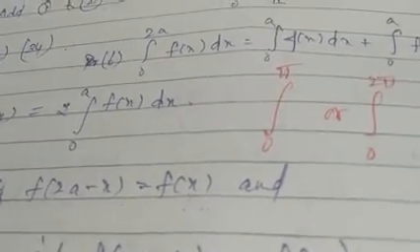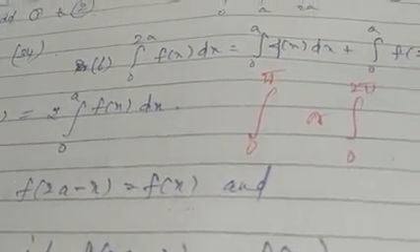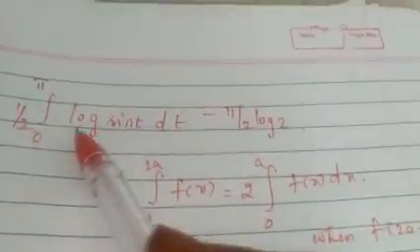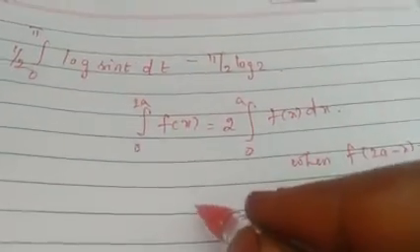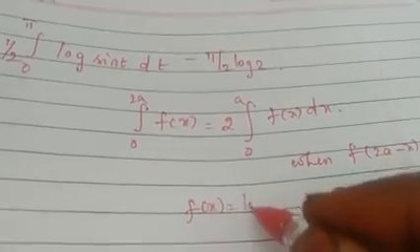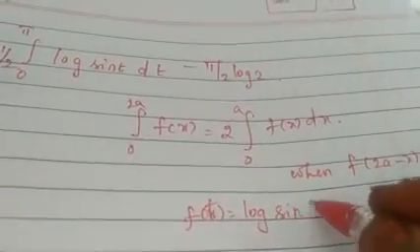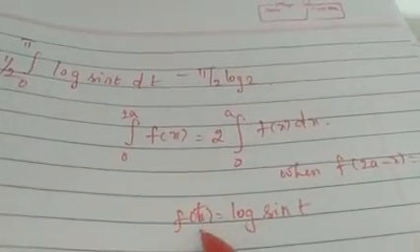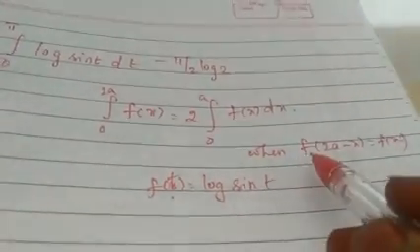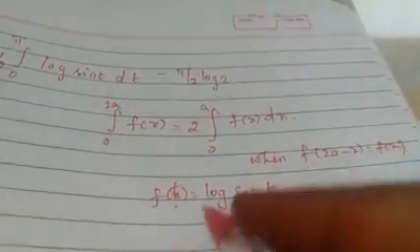This can be applied when it is integral 0 to pi or 0 to 2 pi. Since it is integral 0 to pi, we are considering this to be f of x. Therefore, f of x is equal to log sin. Here this is f of t, log sin t. Since it is in terms of t, this is f of t. Now what we need to check, f of 2a minus x is equal to f of x or not. 2a is what? Pi here.